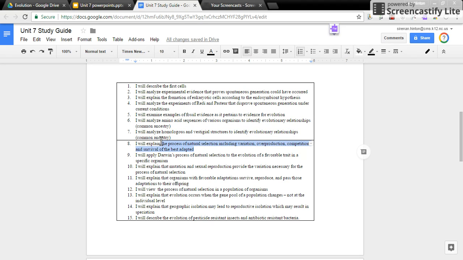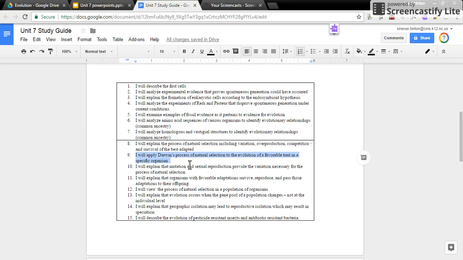I will explain the process of natural selection, including variation, overproduction, competition, survival of the best adapted. We did this on page 151, where we talked about animals. Animals start off looking different. That's variation. Animals, when they reproduce, they make more than can survive in the environment. That's overproduction. These animals are going to compete for resources, competition. The best adaptations would be able to survive and be passed on.